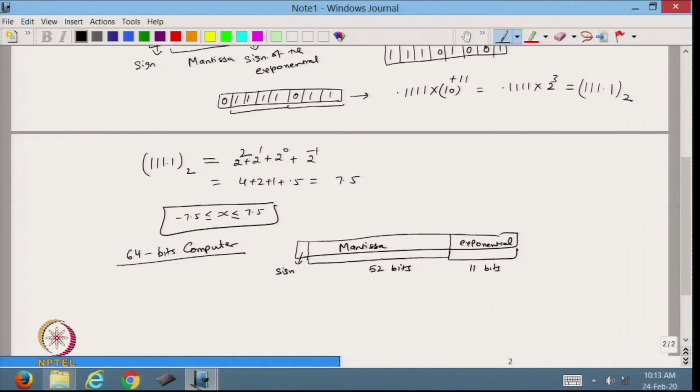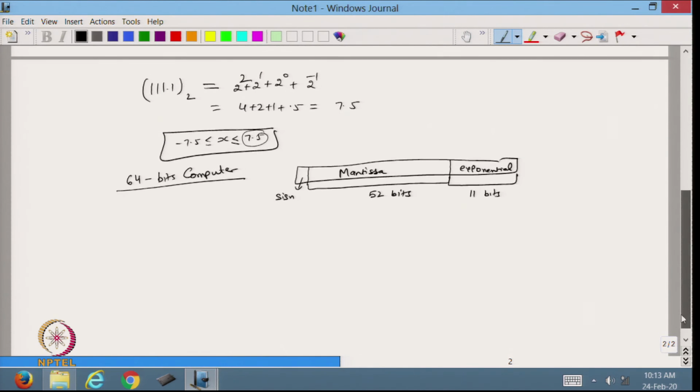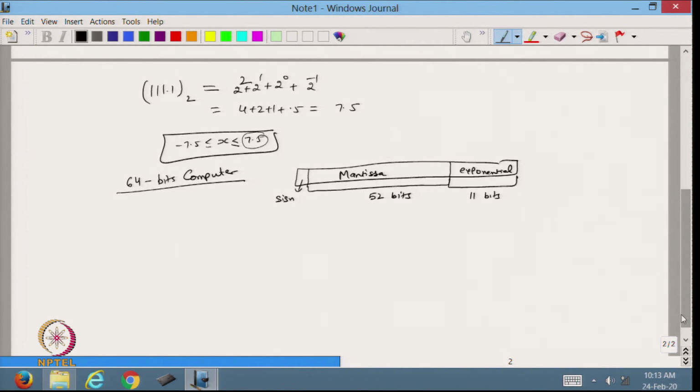Definitely, in the 8-bit computer I was able to calculate only 7.5 as the highest number, but in this case the highest number will become a very big number, because we have 52 bits in the mantissa and 11 bits in the exponent part. So, this way a binary floating point number can be saved in the computer. Now, after this, we will define what about the significant digits.